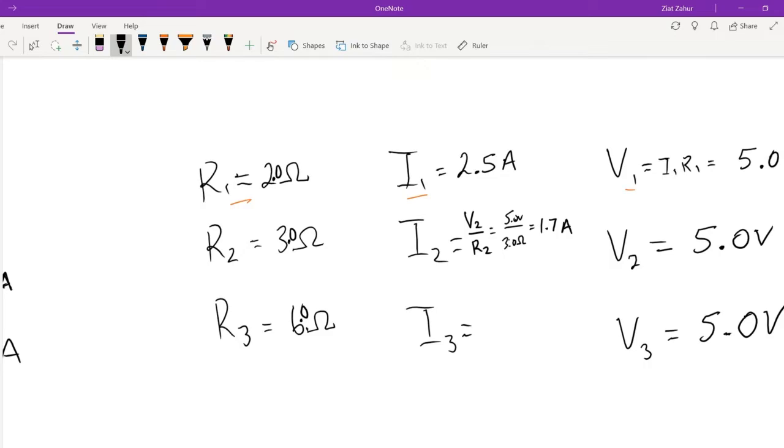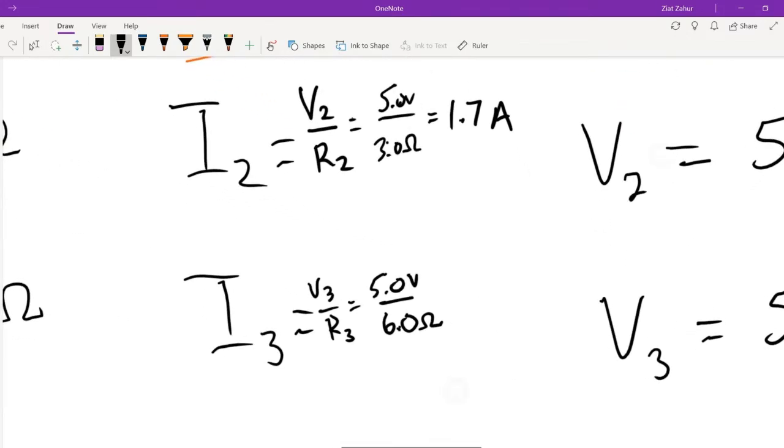Okay. All right, so I3 must be V3 over R3, and that's also 5 volts, but this time over 6 ohms. And so 5 over 6, what's 5 over 6? That's 5/6, like 80 something percent, 83%. Five over 6, 83%. So I'll just write 0.83 like this.